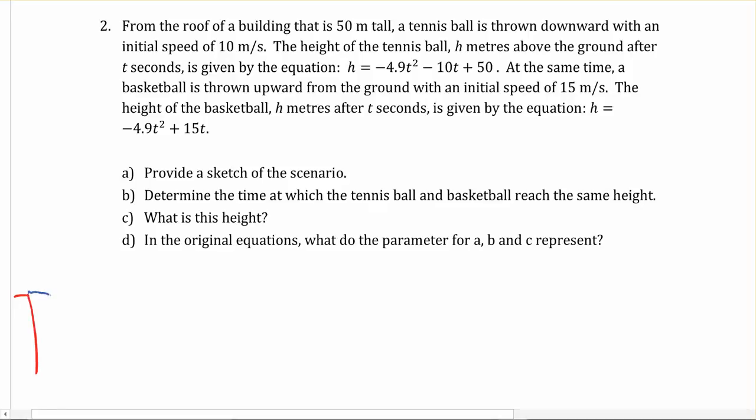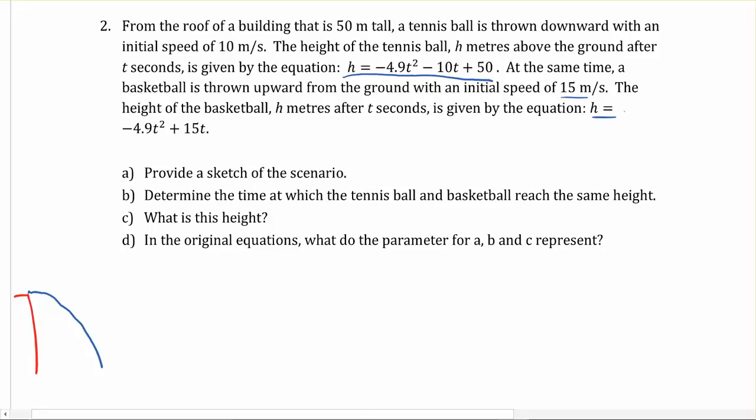So top of the building, they throw it down. A tennis ball is thrown downward with an initial speed of 10 meters per second. The height of the tennis ball, h meters above the ground after t seconds, is given by, so there's one of our equations. At the same time, a basketball is thrown upward from the ground with an initial speed of 15 meters per second. The height of the basketball is given by this equation.